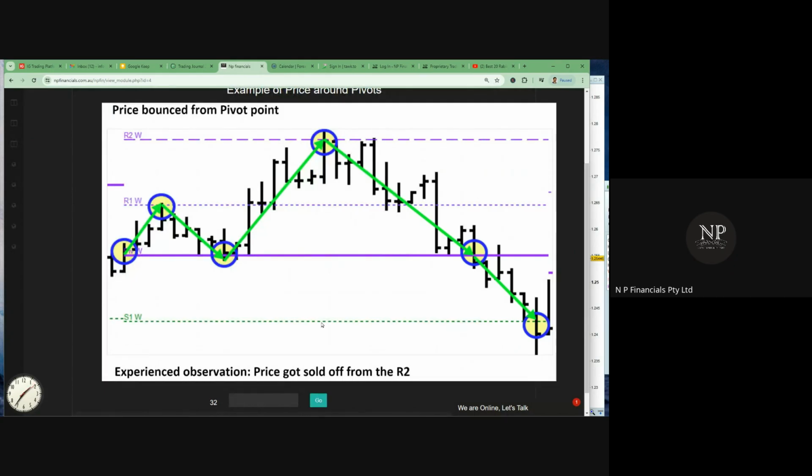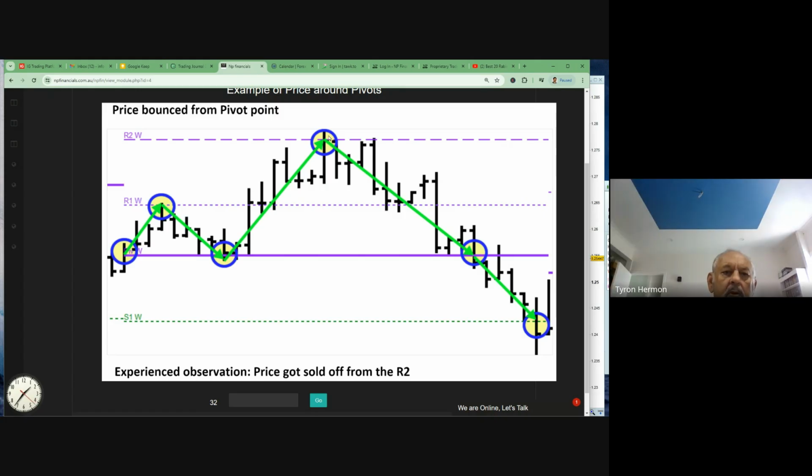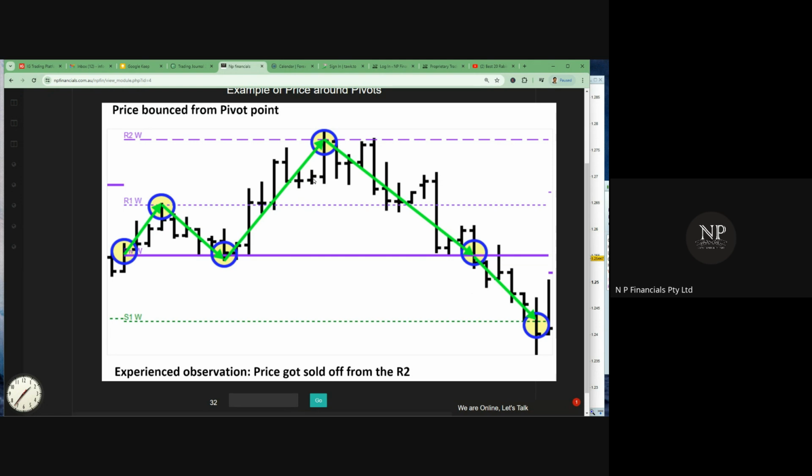So here you can see that price got sold off from R2 because it could not clear the resistance 2. It got sold off. It tried again for the second time. It got sold off. So it got sold off at R2 here. Now the pivot point, not the pivot line, R1 and R2 automatically comes on the chart, doesn't it? That is automatically there. We'll have to set it up.